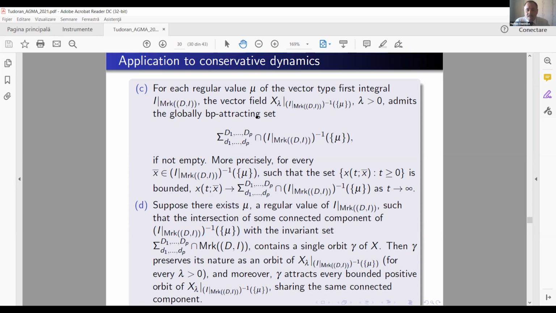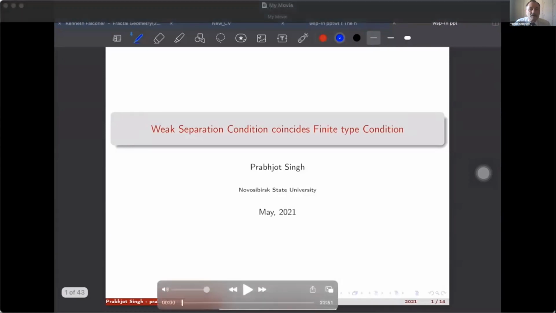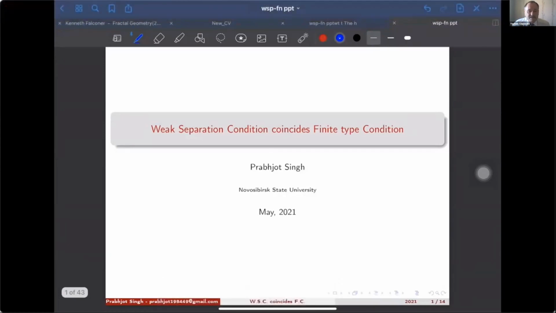Let me introduce the next speaker, Prabhjot Singh. Sorry if I misspell your name. His talk is on weak separation conditions coincides finite type condition. Dear Mr. Singh, you're welcome.